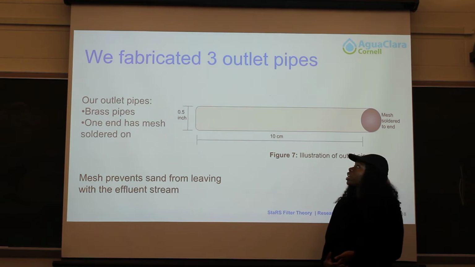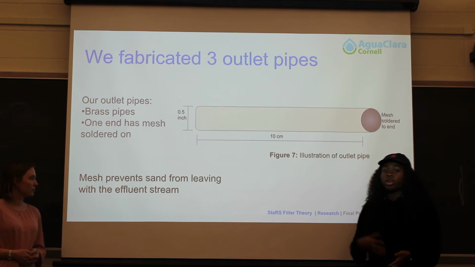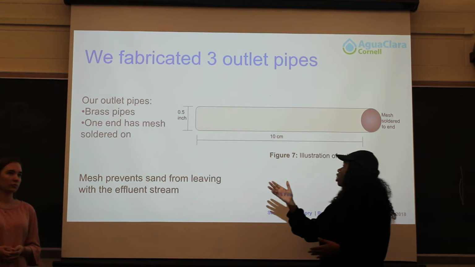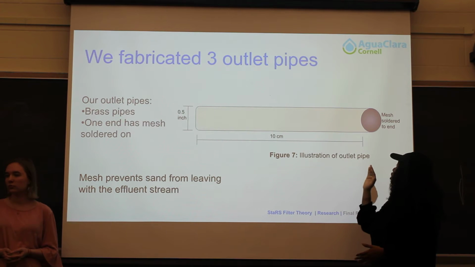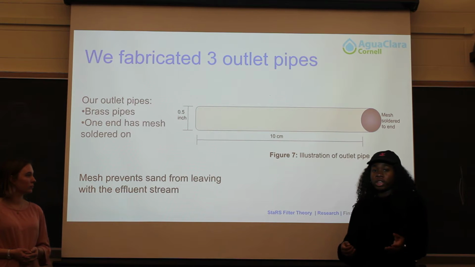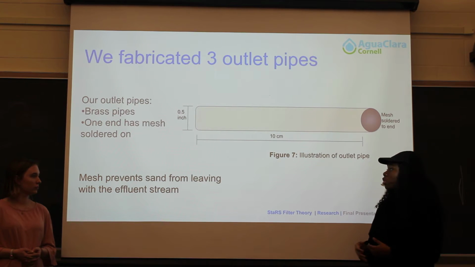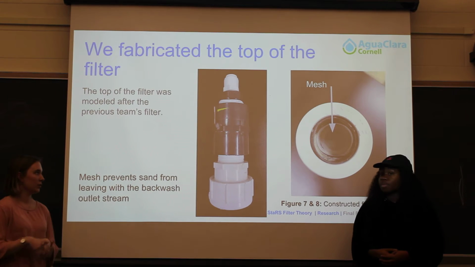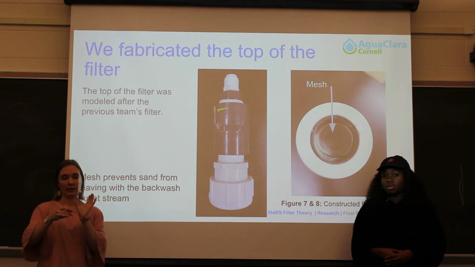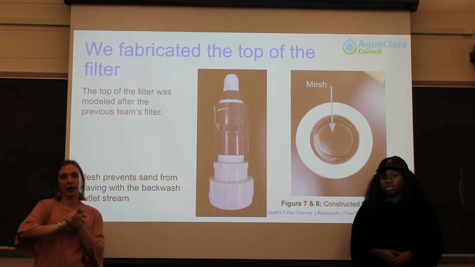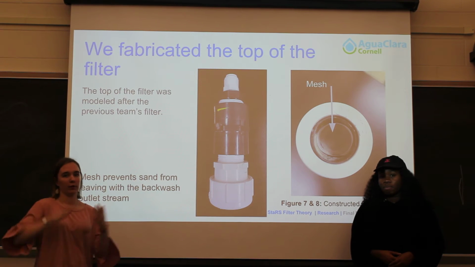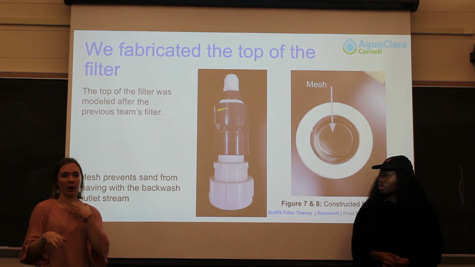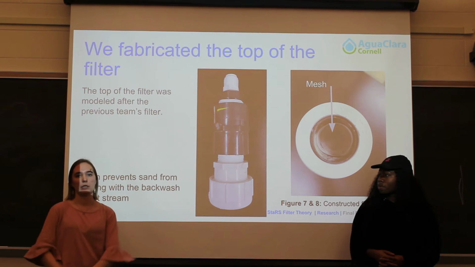Additionally, we fabricated 3 outlet pipes, which follow similar geometry to the inlet pipes. They are 0.5 inches in diameter and 10 centimeters in length. The end that is inside the filter is soldered with mesh, and this prevents sand from leaving the filter. We also fabricated the top of the filter, which sits at the very top of the PVC pipe, and that is where water flows through during backwash. To make sure that sand isn't leaving with our backwash stream, we also had to put mesh on the inside of this part.